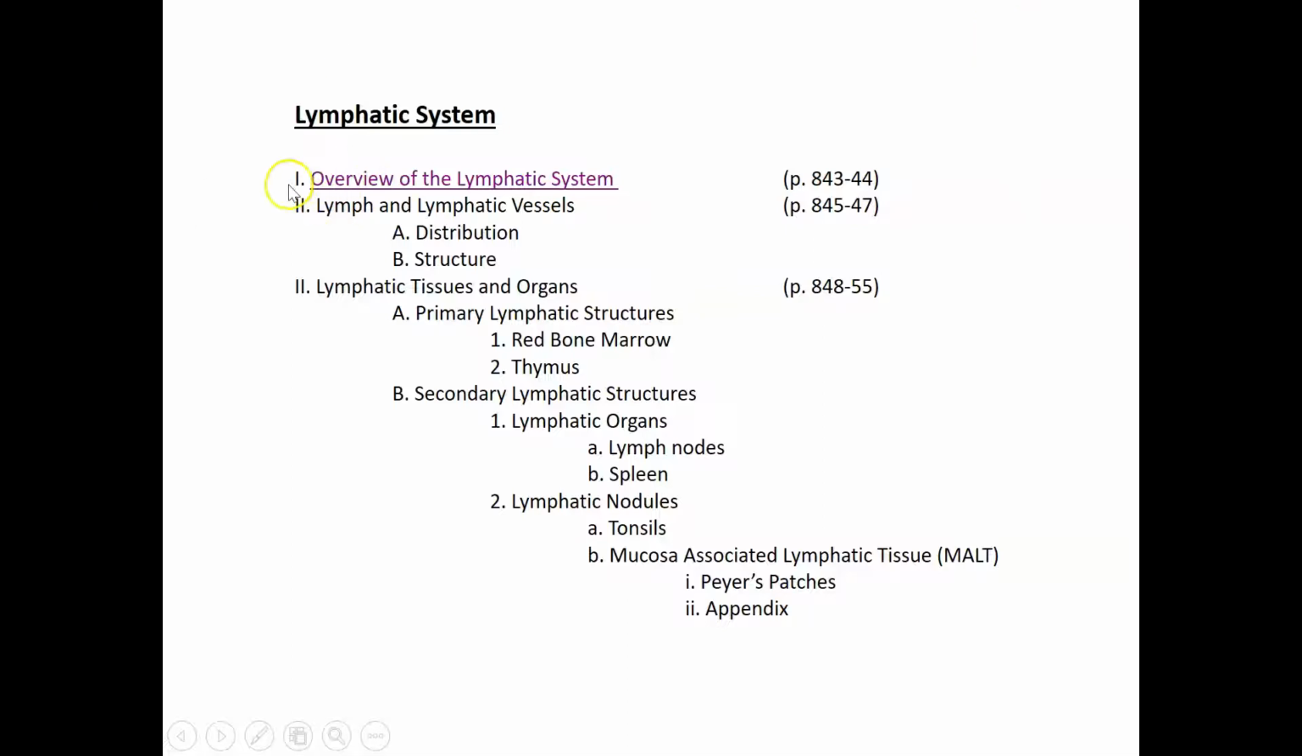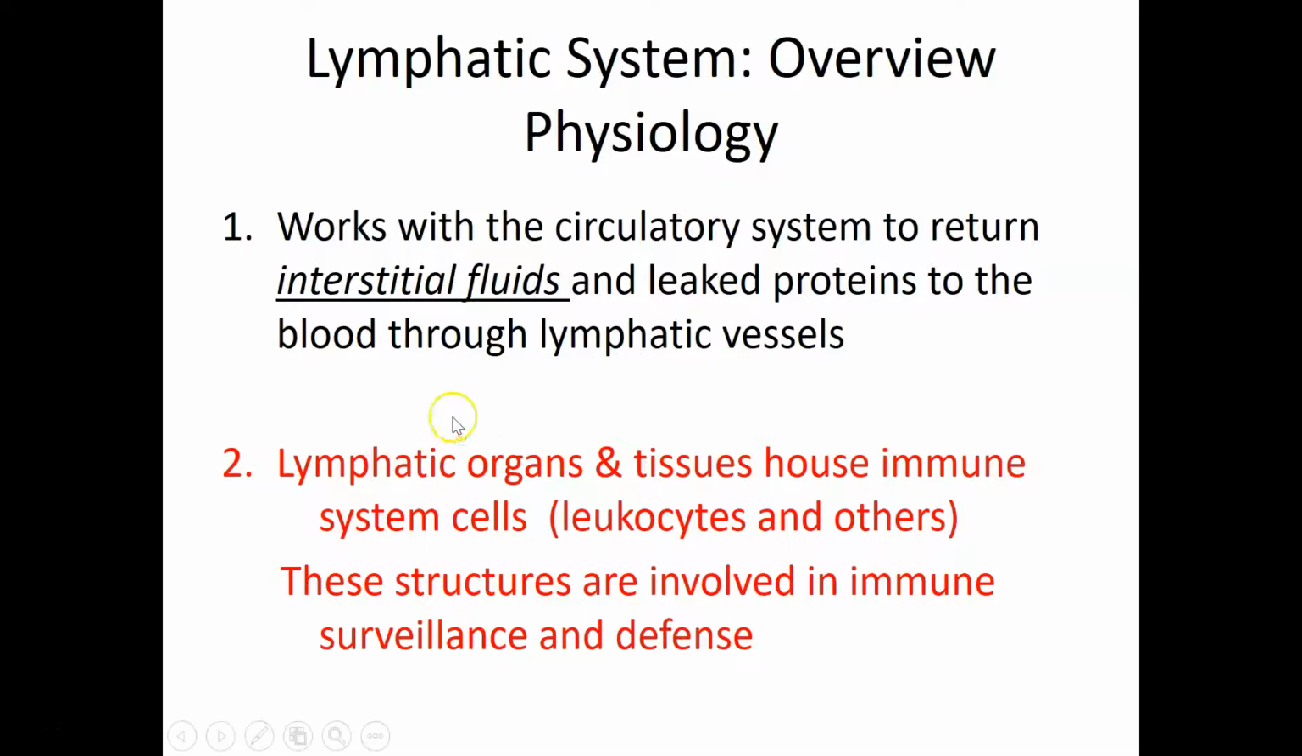Okay, so number one there, overview of lymphatic system functions. And on the next slide here, that kind of breaks it down into the two main functions that I mentioned. Number one is the one that I just talked about in the video. Number two is the other main function. So lymphatic organs and tissues, the various structures in the body that are housing immune system cells. In some cases, they're also involved in the formation of those cells and the maturation, becoming functional.